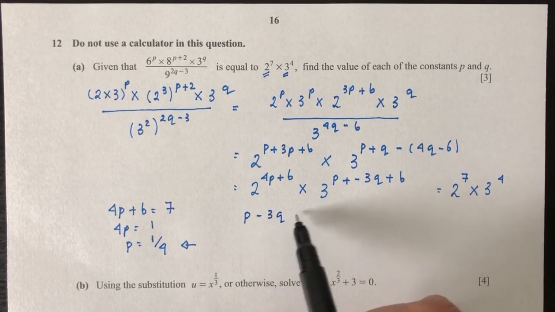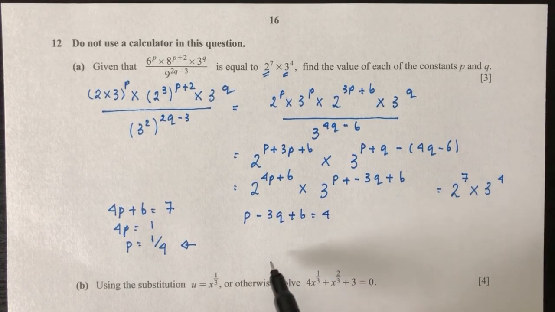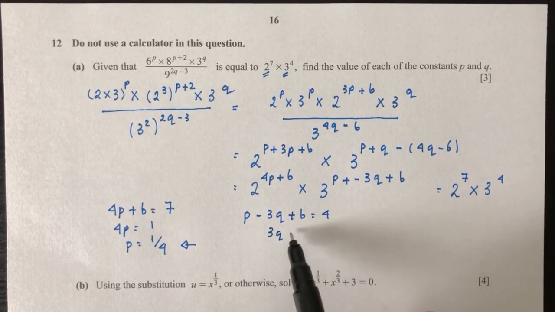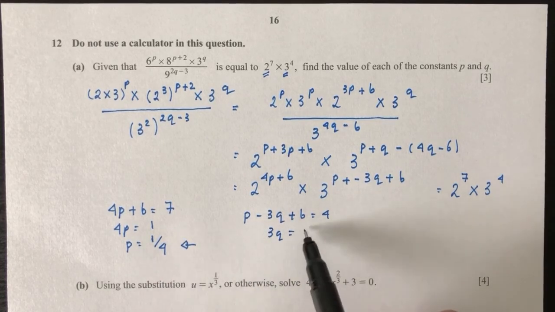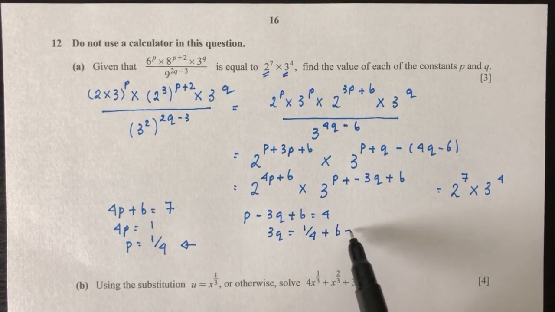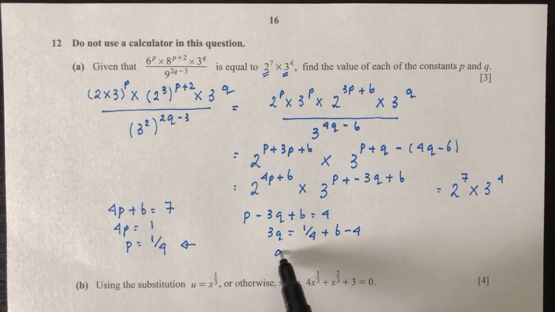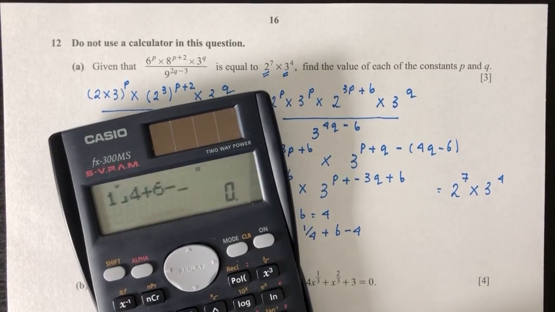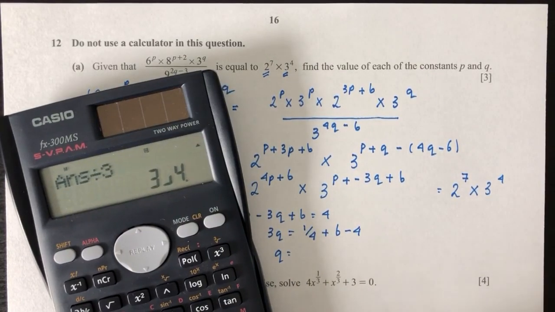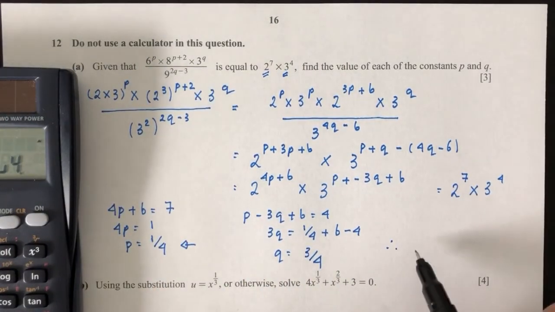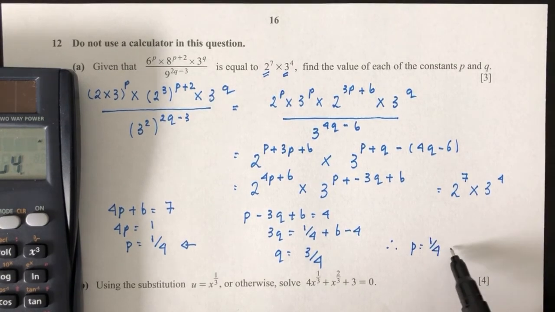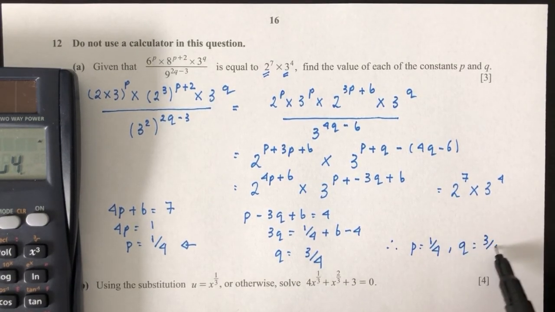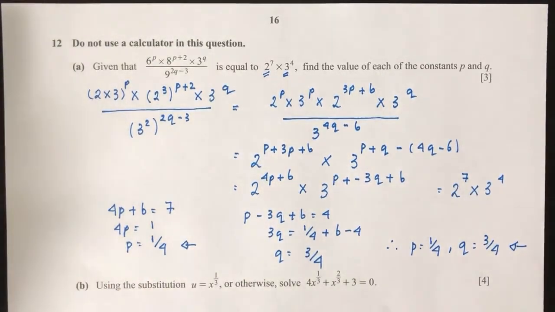p minus 3q plus 6 equals 4. So 3q equals p, which is 1 over 4, plus 6 minus 4. q is everything here divided by 3. So let's do that: 1 over 4 plus 6 minus 4, divided by 3. That should give me 3 over 4. So here you go. Your answers are p equals 1 over 4 and q equals 3 over 4. That is part 1.